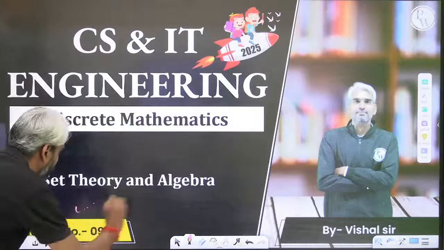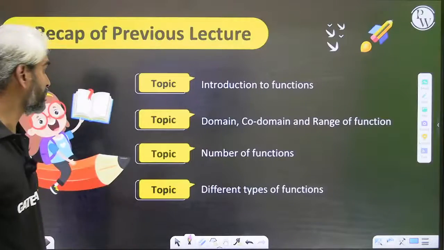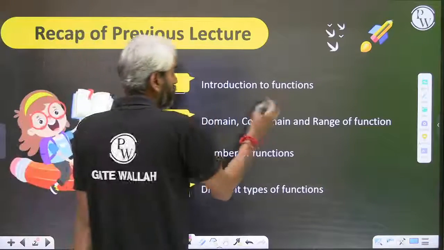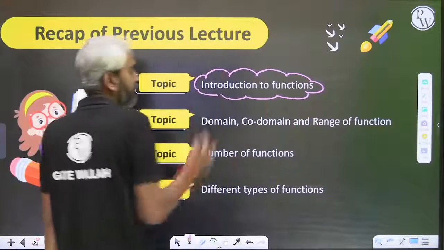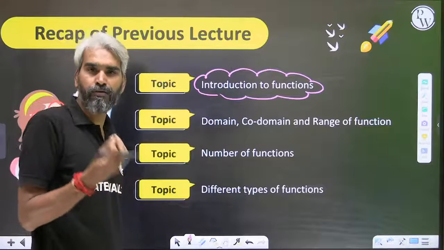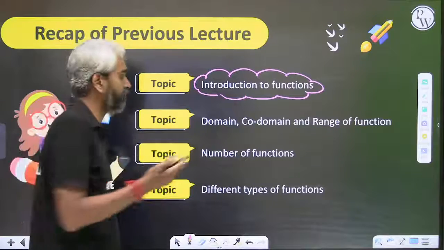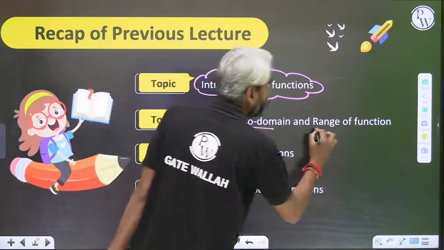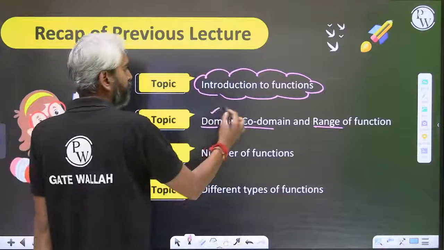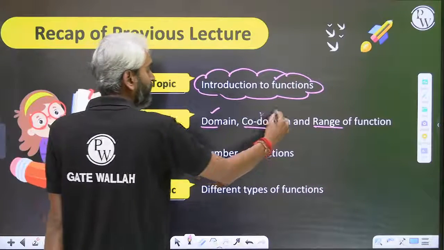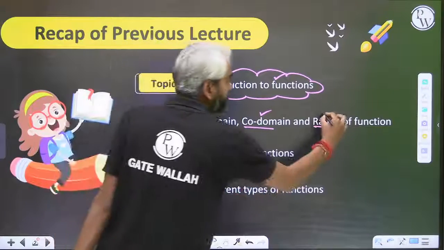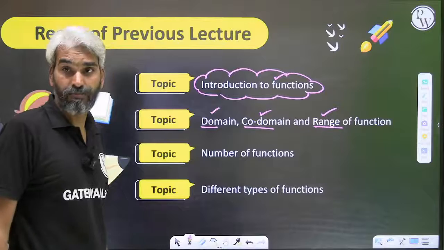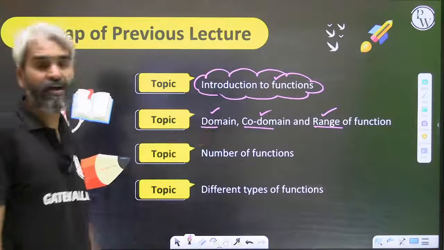This is the ninth lecture of set theory and algebra. In the last class, that is yesterday, we discussed the concept of function. We have understood what we mean by domain of a function, what we mean by codomain of a function, and what is the range of the function. Domain is the set for which the function f is defined, codomain is the set from which the function can take its value, and range is the actual values taken by the function. Clear? So domain, codomain, and range of the function.